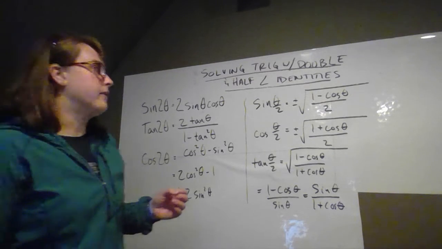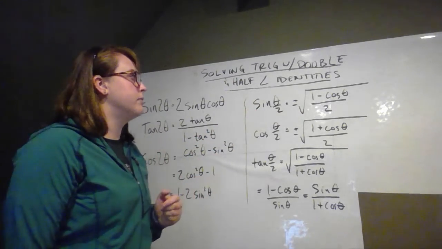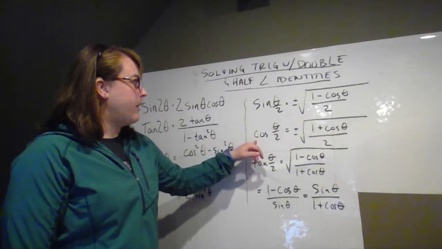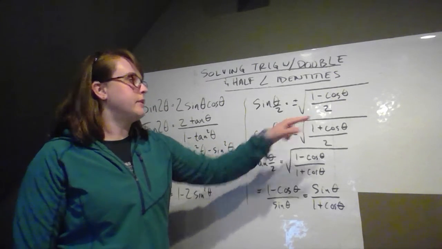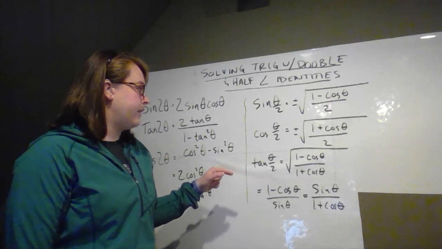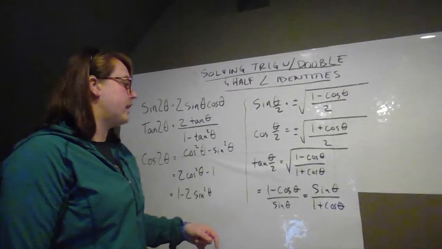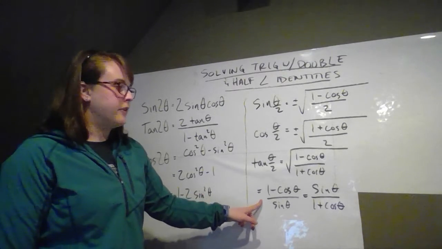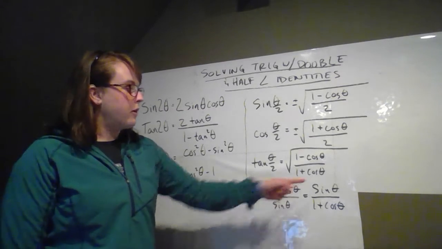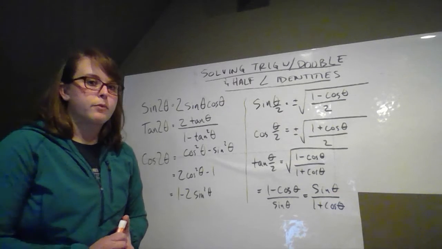Then we have the half angle identities. We have sine of theta over 2 is plus or minus the square root of 1 minus cosine over 2. Cosine of theta over 2 is plus or minus the square root of 1 plus cosine over 2. And then tangent, you can either have plus or minus the square root of 1 minus cosine over 1 plus cosine, or it's got two other possibilities, 1 minus cosine over sine, or sine over 1 plus cosine. So you've got a lot of options there for which one you want to use.